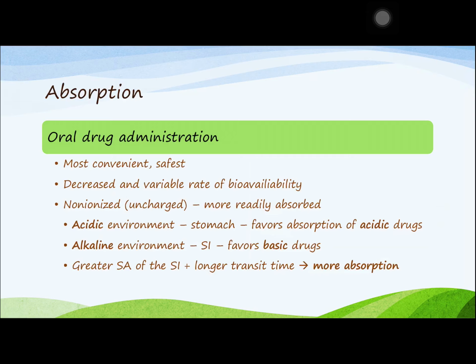Non-ionized drugs are most easily absorbed. An acidic environment, such as the stomach, favors absorption of acidic drugs. Alkaline environment, like the small intestines, favors absorption of basic drugs. However, the greater surface area of the small intestines and the longer transit time allow more absorption to take place.